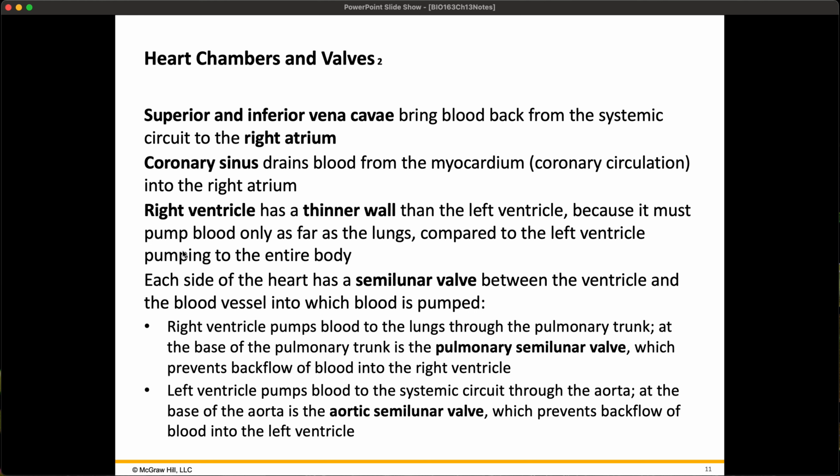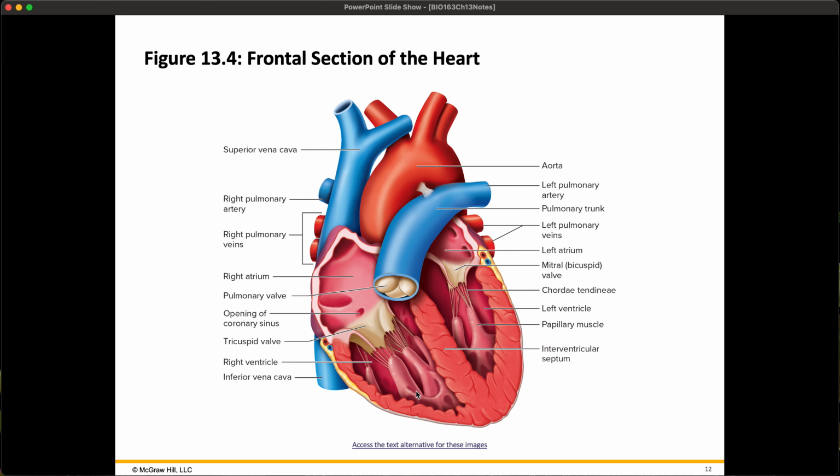Okay, so let's get back into here. We're talking about the semilunar valve. So these are controlling the flow of blood from within the heart to the outside. AV valves are controlling movement of blood within the heart itself. Right ventricle, pulmonary semilunar valve, left ventricle, aortic semilunar valve. So they're named after the vessels that they're being pumped out into.